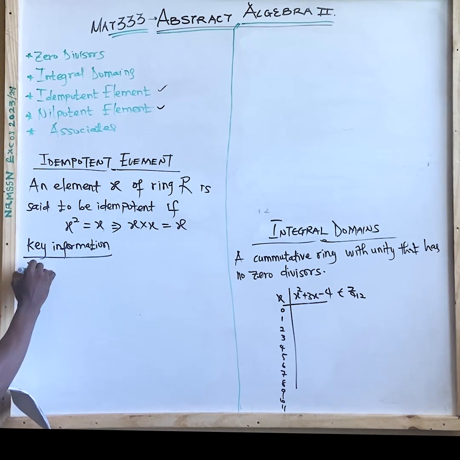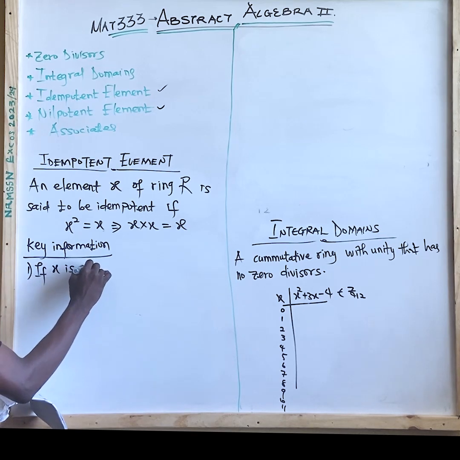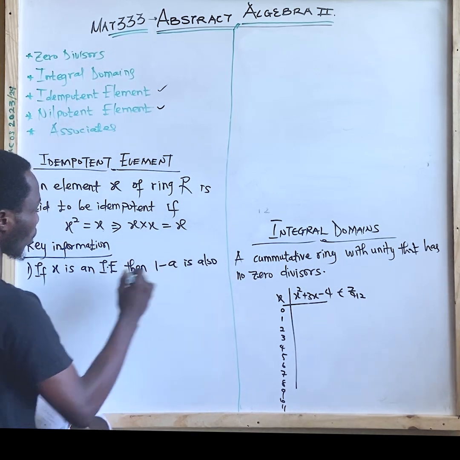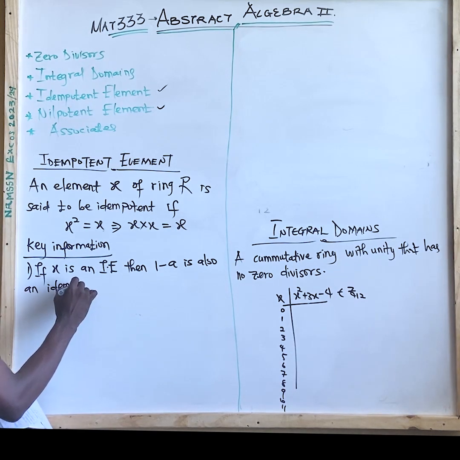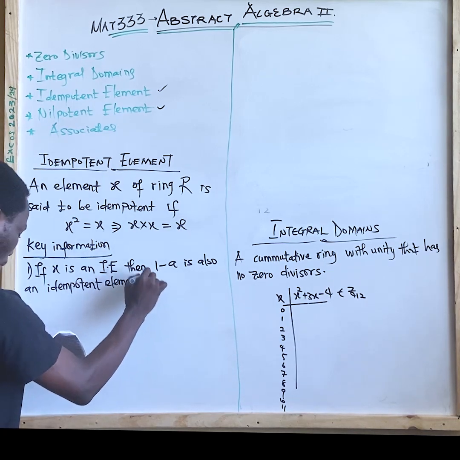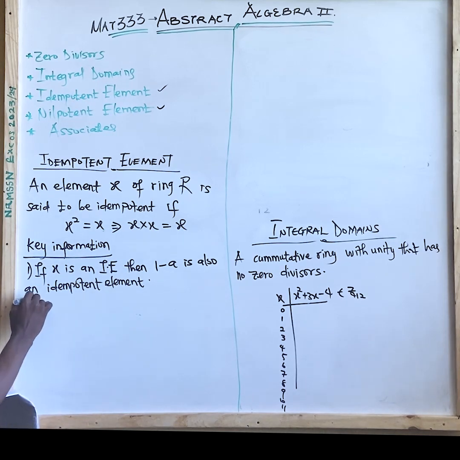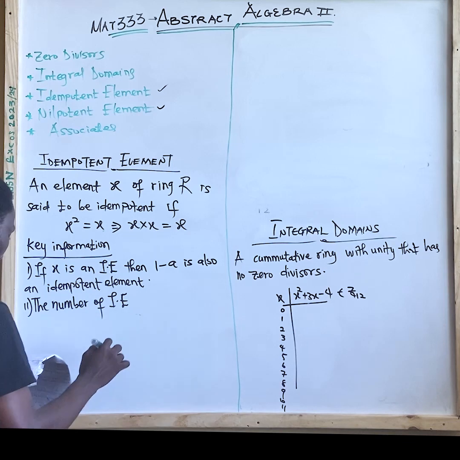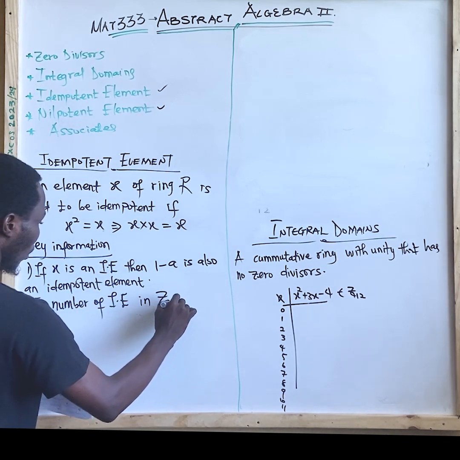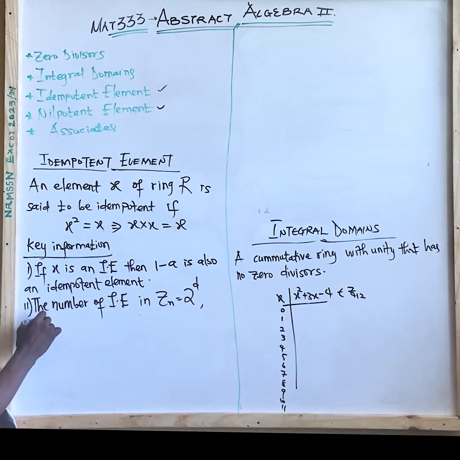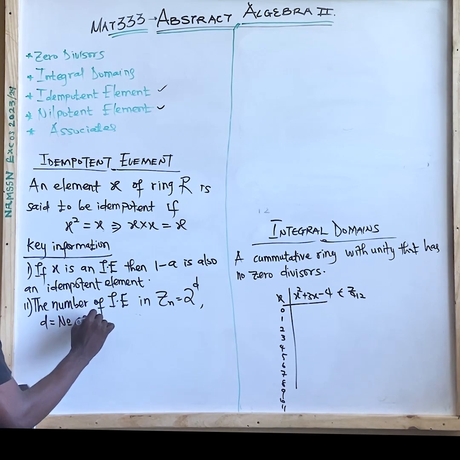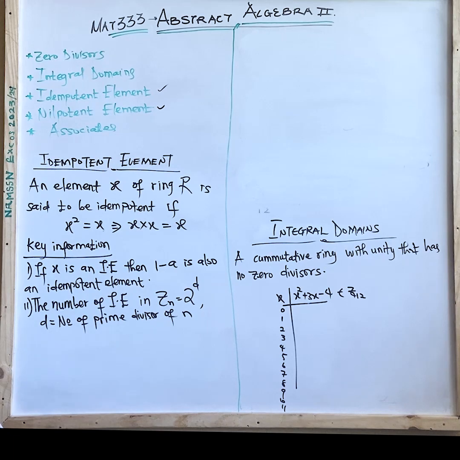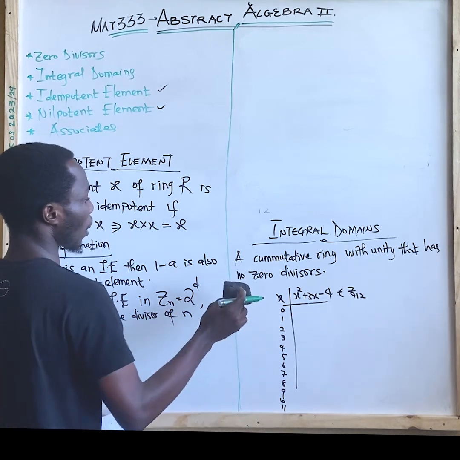One, if x is an idempotent element, then 1 minus x is also an idempotent element. Two, the number of idempotent elements in Zn equals 2 raised to the power d, where d is the number of prime divisors of n. Okay, I think these are the two basic pieces of information you have to put down. Okay, let's start with this. I'll start with the smaller one.